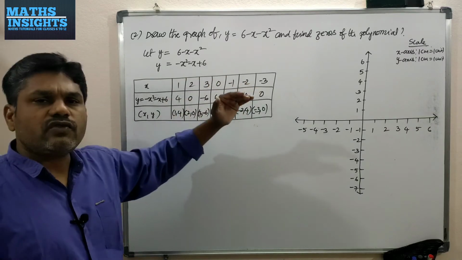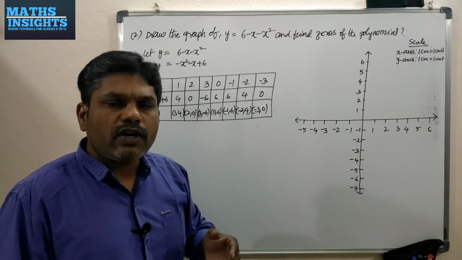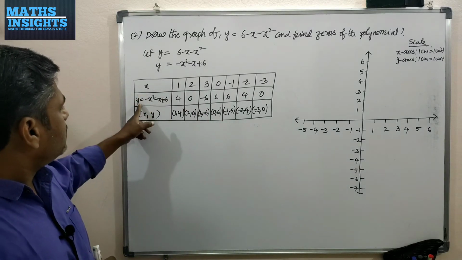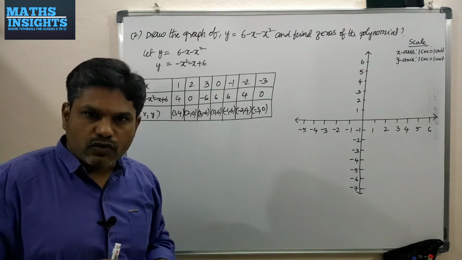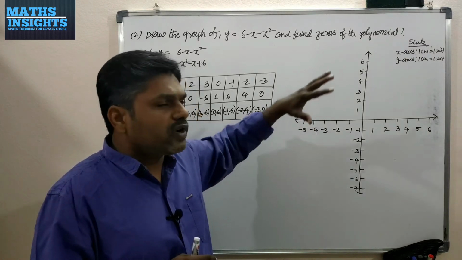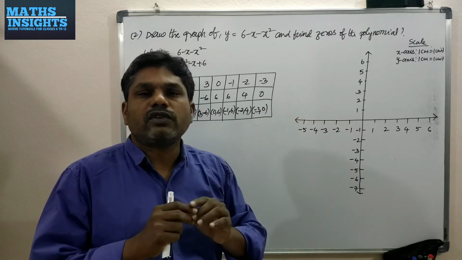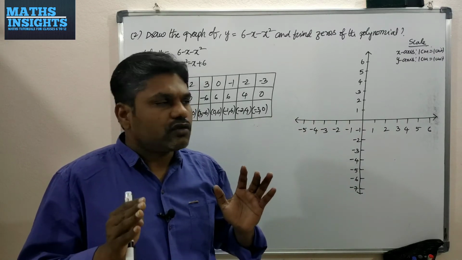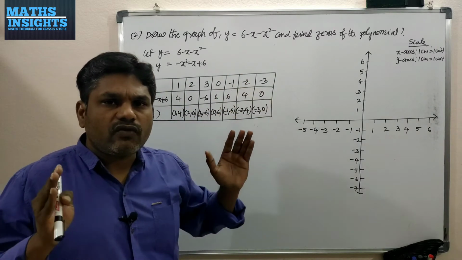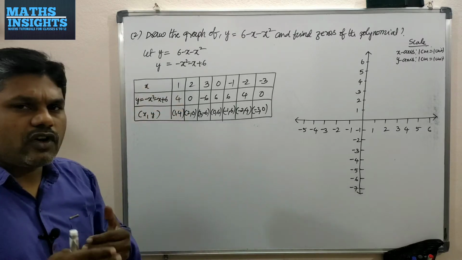Not only these values, you may assume whatever values you like, but don't take bigger values. If you take bigger values, you will get bigger values for y also. Then it will become somewhat difficult to plot the points on the graph paper. Why? Because in the graph paper you have only some centimeters. So if you have bigger values for x and y, your graph will be shrinking, so that will not be clear.